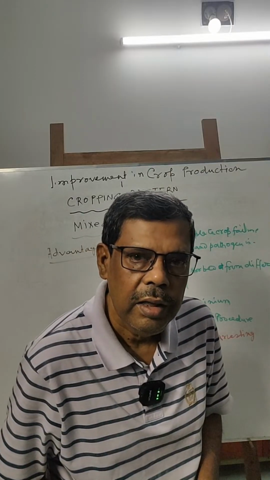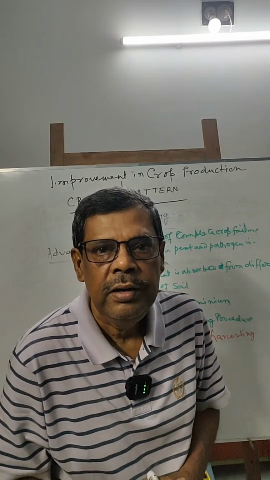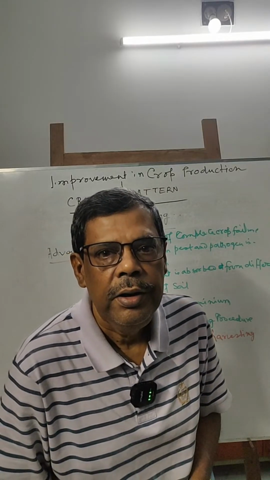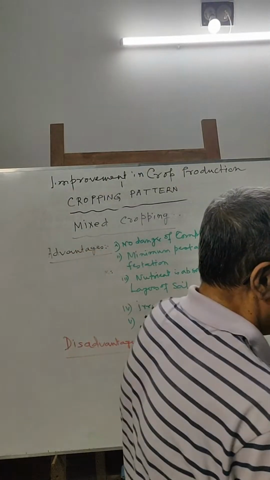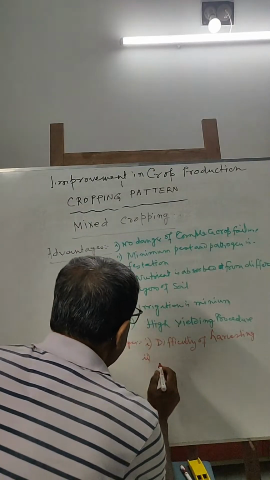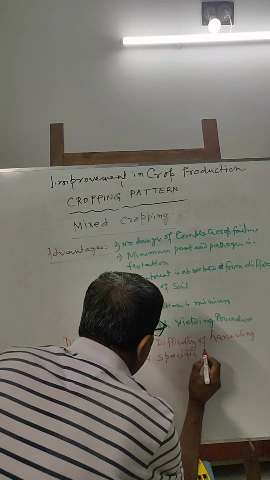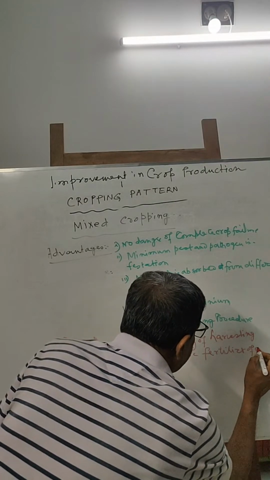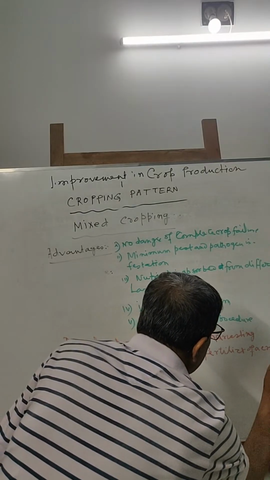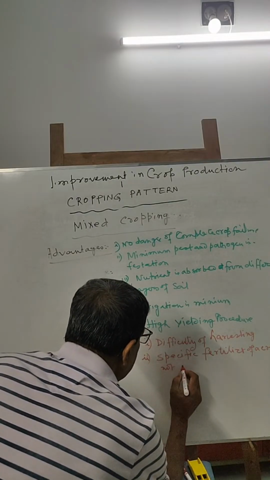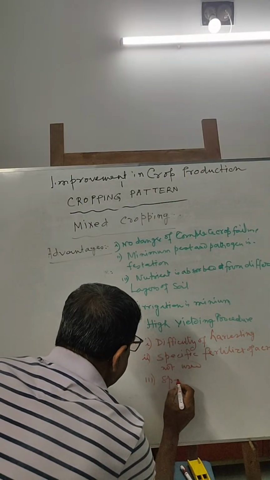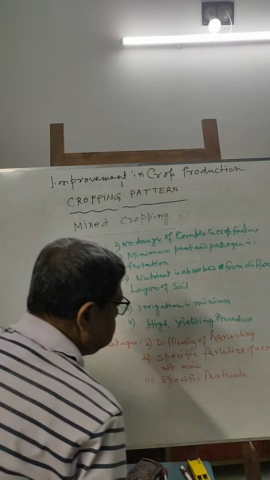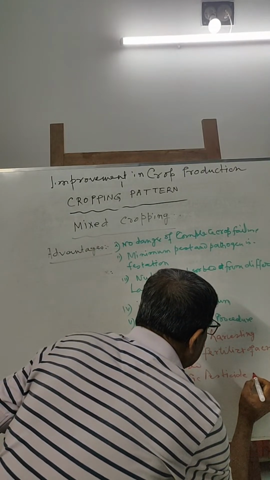Next, specific fertilizer cannot be used. Specific pesticides cannot be used. Number 2, specific fertilizer of an individual crop is not used. Number 3, specific pesticide of a crop cannot be used.